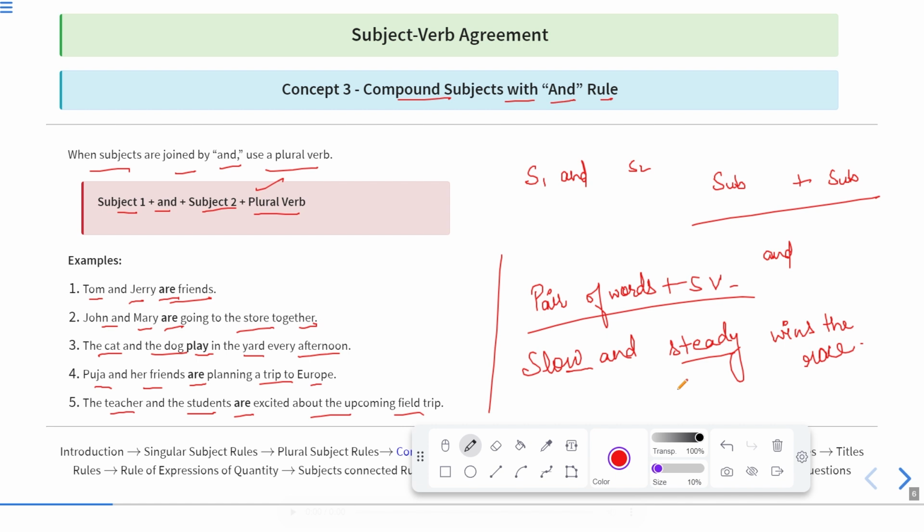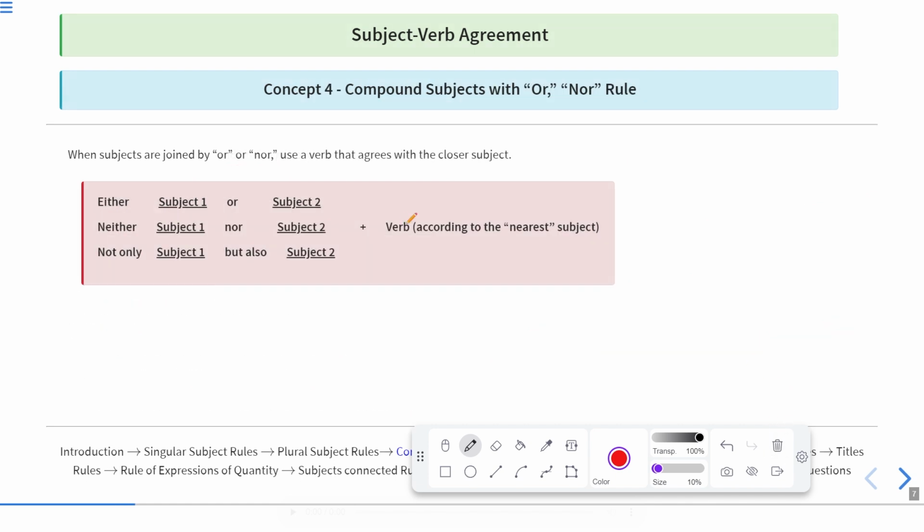You should see whether the subjects are singular or plural. Okay, now let us move to the next one. Here, another rule is compound subjects with "or" and "nor". Now again, we have joined compound subjects with "and". Now we'll add compound subjects with "or" and "nor". How? Let us see. When we have a sentence structure in which we have used the pair conjunctions like either...or, neither...nor, not only...but also.